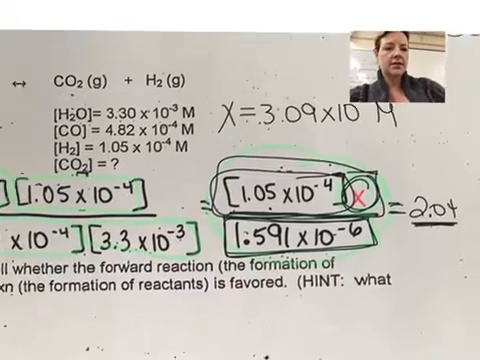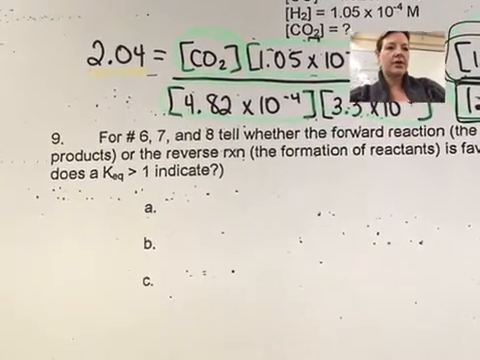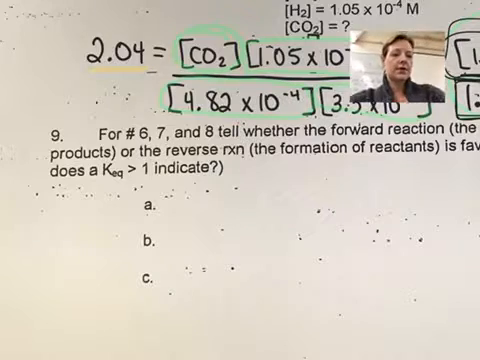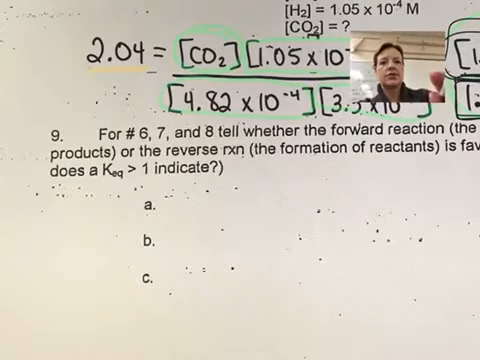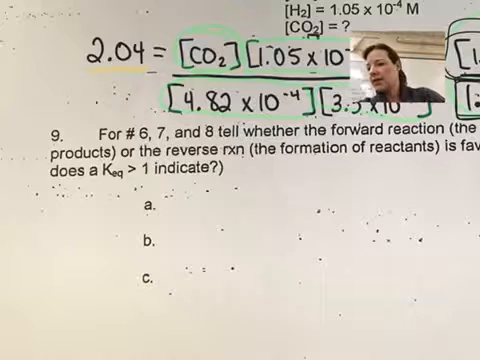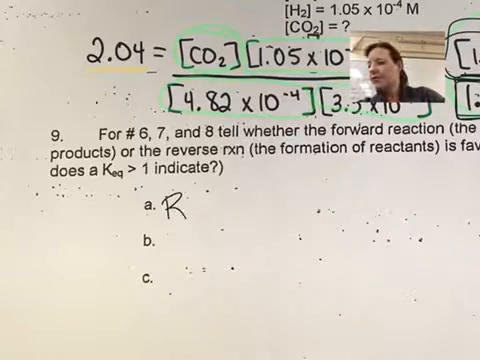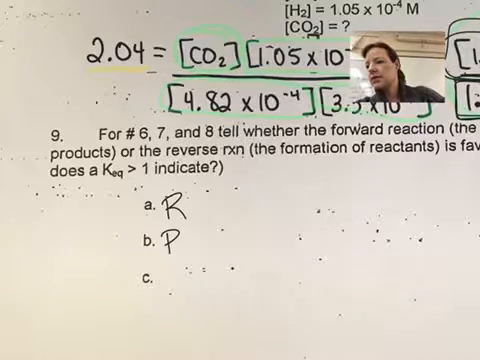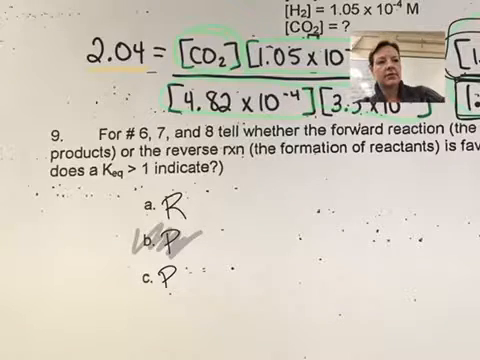Now, finally, we want to know whether the products or the reactants are favored for these last three. So you should have gotten the reactants favored for A, products favored for B, and products favored for C. So that should be it. Real quick, I apologize, we did not do B, so you don't have to worry about that one.